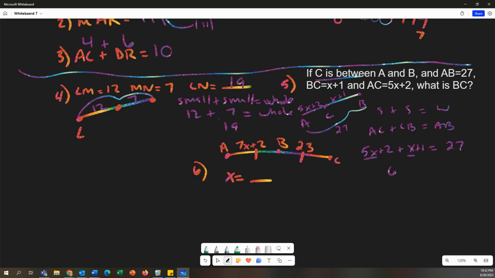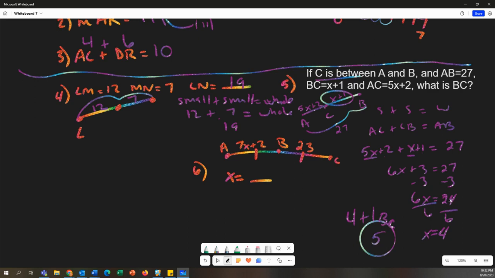5x plus x is 6x. 2 plus 1 is plus 3. I'm going to subtract 3 to both sides to get 6x equals 24. Divide by 6, and x is 4. Now here's the trick though. That's x. Is that BC? No. We're going to have to take that value and plug it in. So we have 4 plus 1 is 5. That's BC. Make sure you pay attention whether you're solving for x or you're solving for a length.